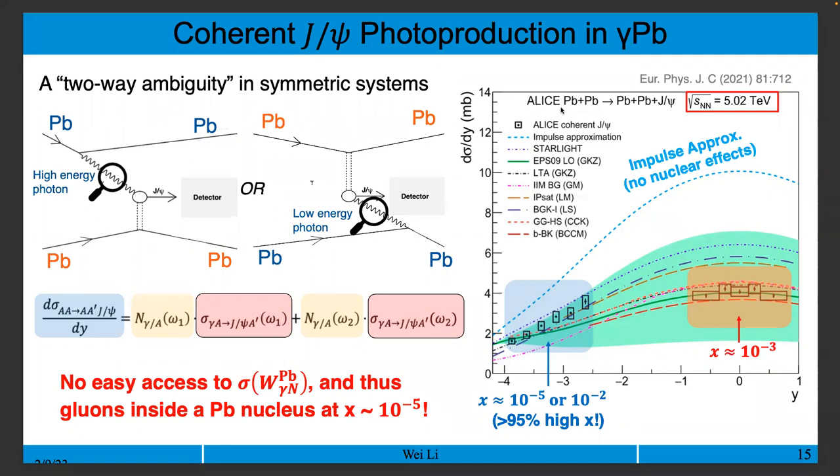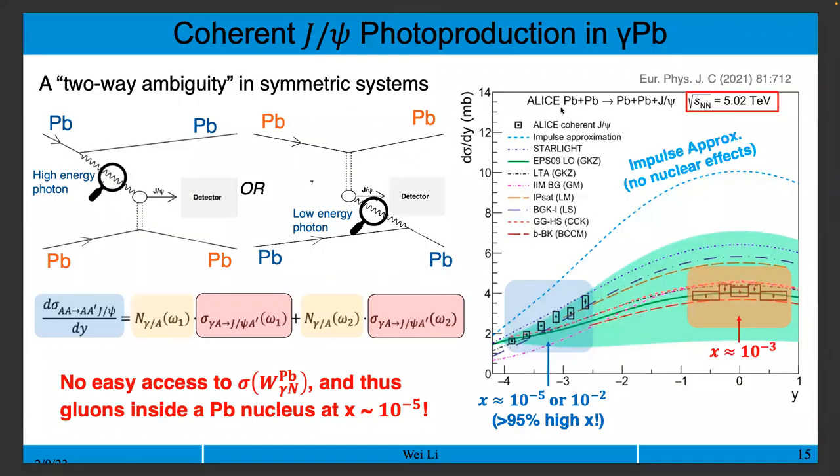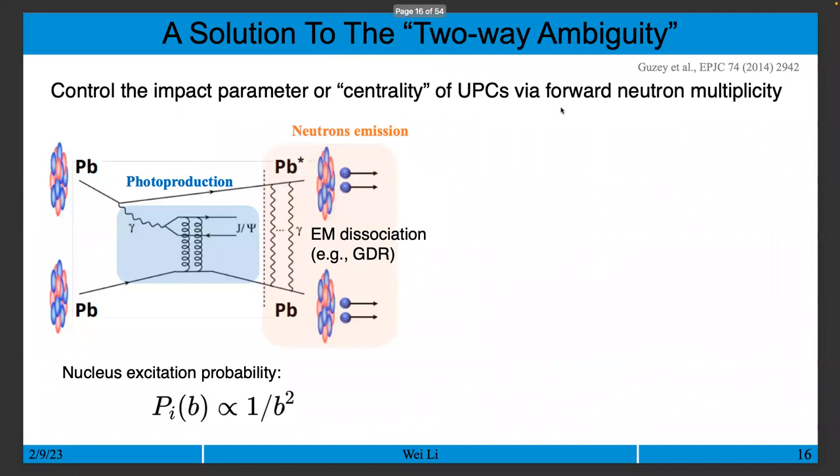So how do we do that? Is the high energy photon emitted at a very, very early stage? The high energy photons come together with the ions; the surrounding photons come together with the ions. So, how to separate these two contributions?